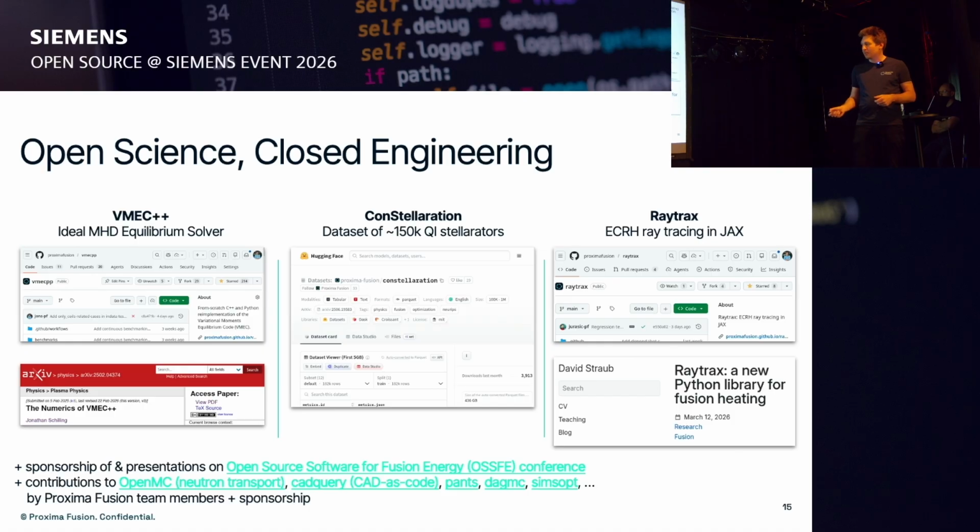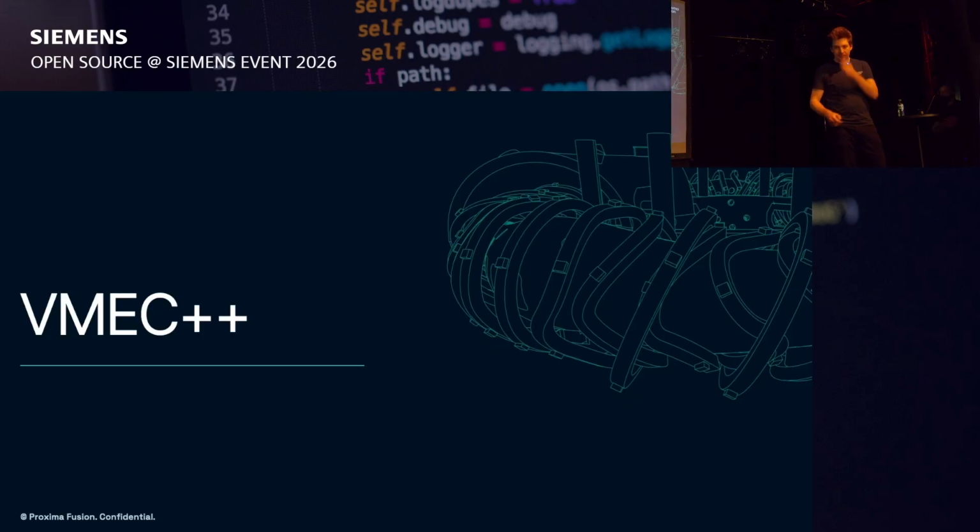And then I would also like to point out that we sponsor and present at a couple of conferences, for example, this open source software for fusion energy conference, where one of our team members is on the steering committee. And we have a couple of contributions to OpenMC, CutQuery, PANS, DagMC, SimSoft, by Proxima Fusion team members, and also sponsorship of these projects. So we try to really embrace the open source world from which we profit so much with all these tools.